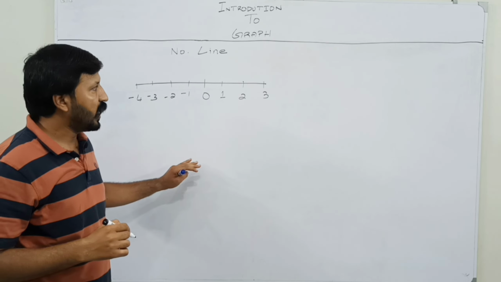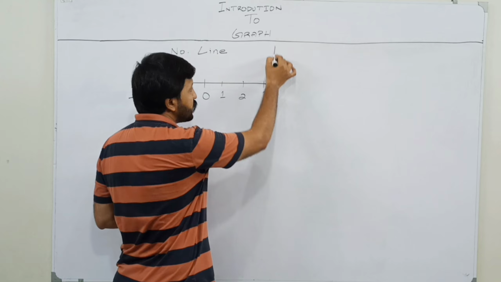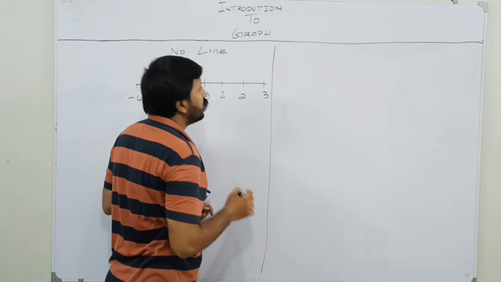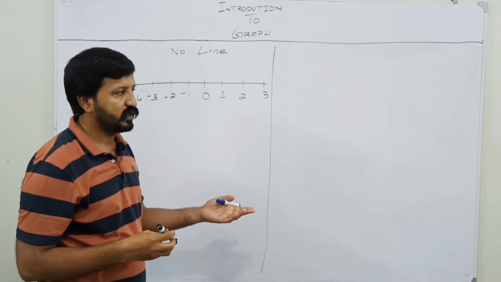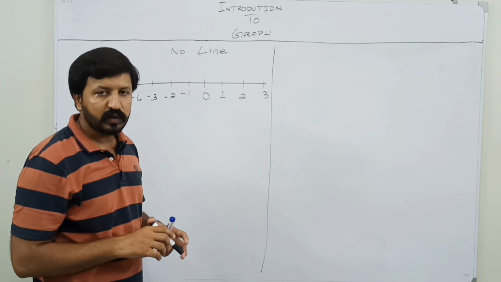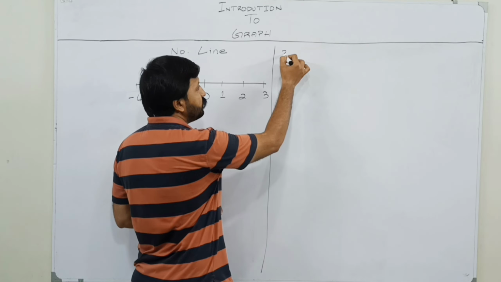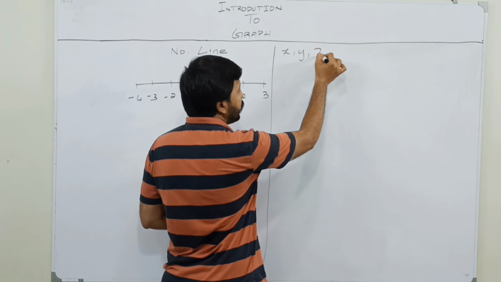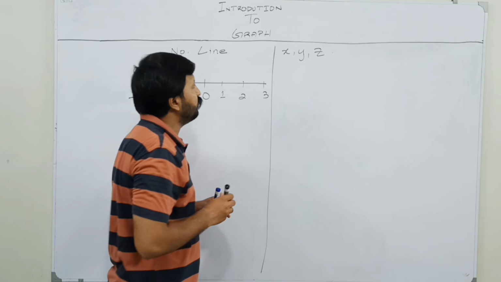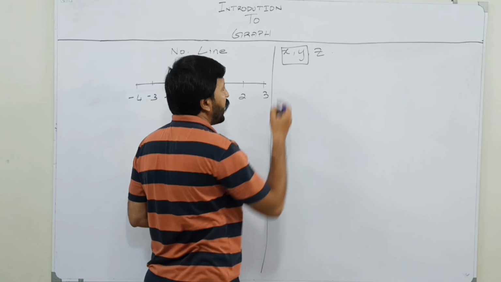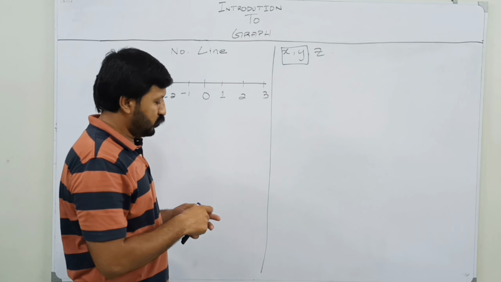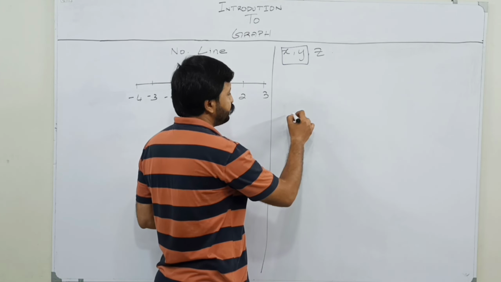Here in the graph we are studying about two dimensions. In the real world context, we have three dimensions, which are x, y and z. But here we are only discussing about the x and the y axis.